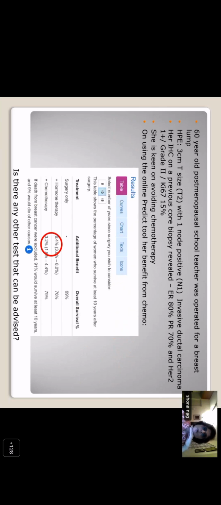So let's talk of ER positive breast cancer and some interesting molecular markers which have come up within this subtype. I've put forward a case of a 60-year-old postmenopausal lady. She's a teacher and was operated for a breast lump. The histopathology showed a T2 3-centimeter tumor, 1 node positive, invasive ductal. Her IHC was strong ER-PR, ER 80%, PR 70%, HER2 1 plus, grade 2, and a Ki67 of 15%. And she's hell-bent on avoiding chemotherapy.